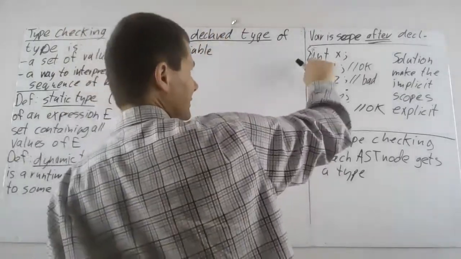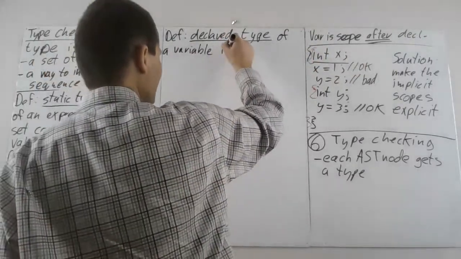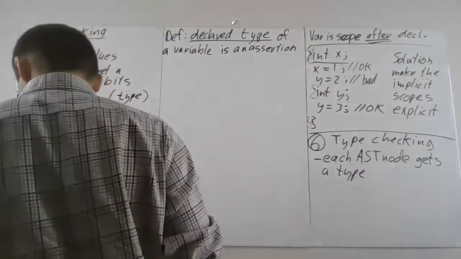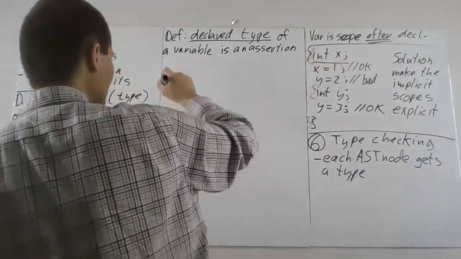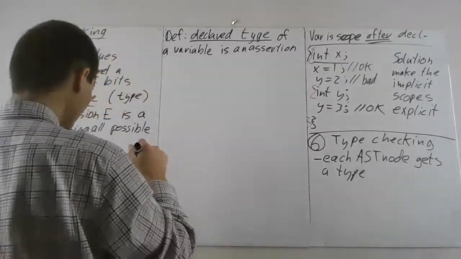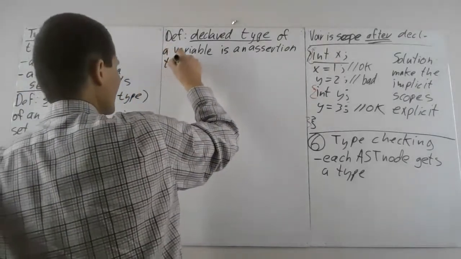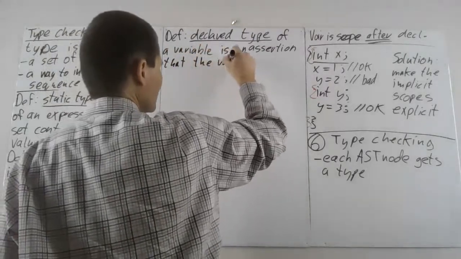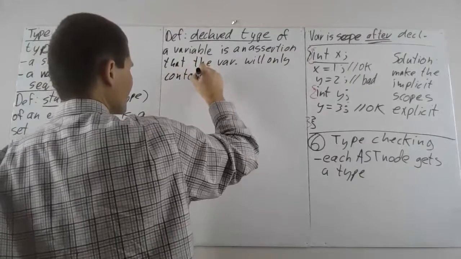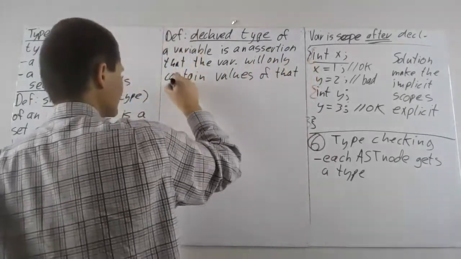right? So when you declare a variable like here, like int x, what is the int there? Well, it's an assertion, right? So I am saying, like when I run my program, I want that variable to only contain integers and no other values, right? I don't want to accidentally put a string in that variable x. So it is an assertion that the variable will only contain values of that type, right?